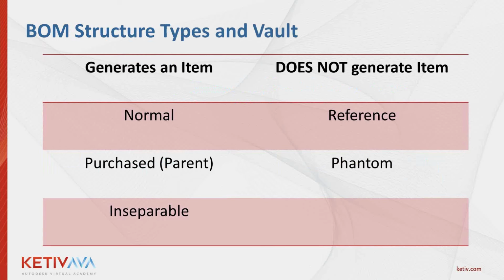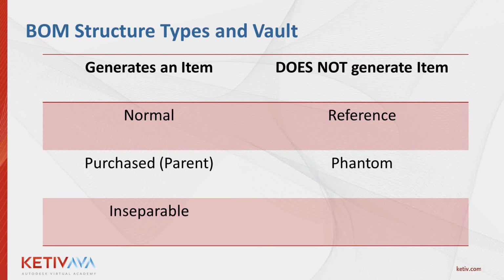And I'll put it pretty simple for right now, but again, we can have a different session on this altogether on its own. Basically, if it's normal, if it's a parent, if it's a purchase part and it's a parent and inseparable, it's going to create an actual item for you in Vault Pro. If it's a reference, a phantom, or a normal part that's a child of a purchase, then it's not going to generate. So there might be quite more questions on that. Please put those into the survey, and then we can talk more about that in another session.